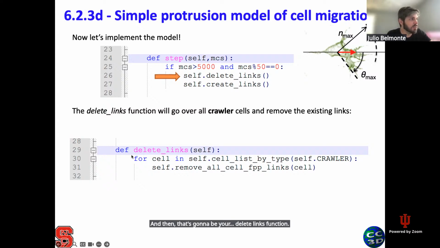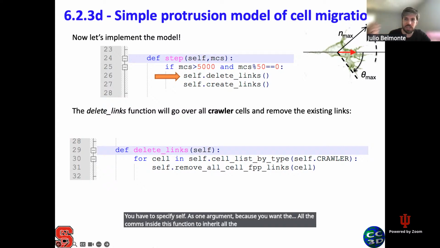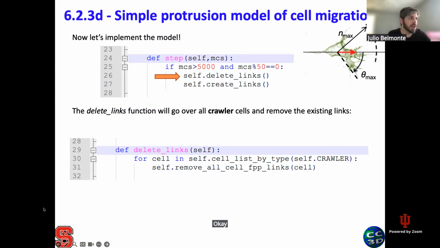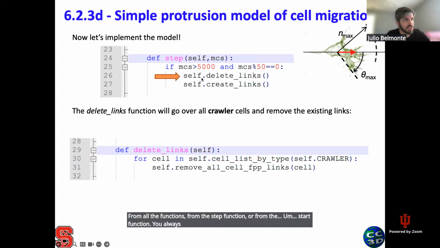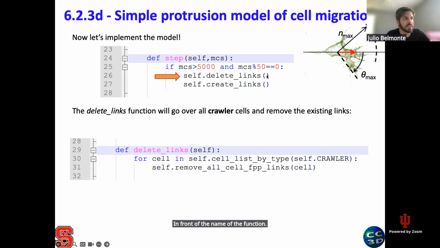Notice that when you define the function delete links, you have to specify self as one argument because you want all the commands inside this function to inherit all the commands that start with self dot. And when you call this function from other functions, from the step function or from the start function, you always refer to it with self dot in front of the name of the function. You can also pass arguments, but we're not going into that right now.